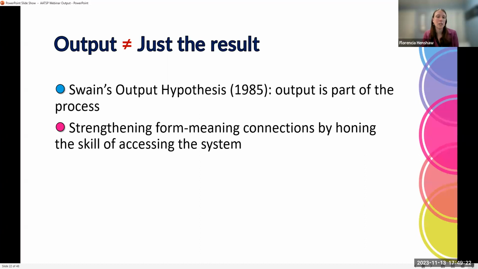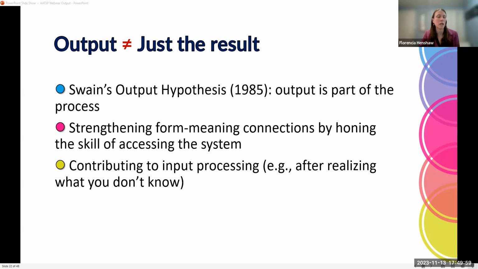What does it do? And there's still people who sustain that this is exactly what output does, it strengthens form meaning connections by honing access, the skill of accessing the system. So you have the acquisition portion of it, which is a little bit more of that mental representation, the building of the system in your head. But then a lot of what we do with language requires us to access that system. So you access it faster, and that's part of fluency, through very strong form meaning connections, and output can definitely help with that.